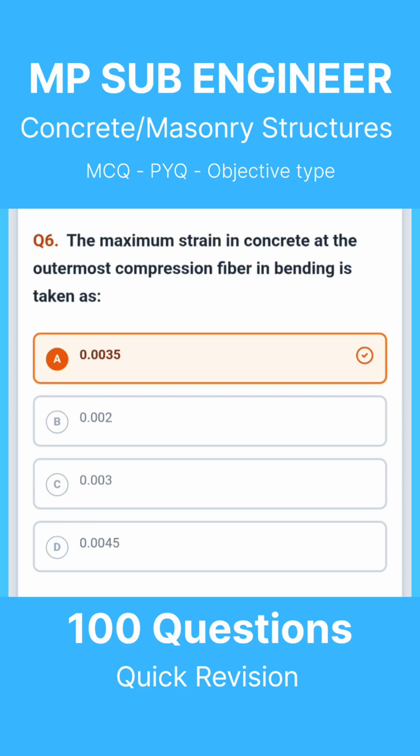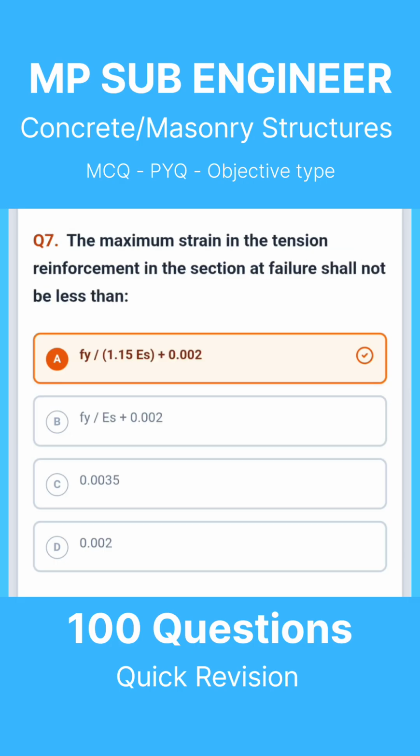Question 6. The maximum strain in concrete at the outermost compression fiber in bending is taken as. The correct answer is 0.0035. Question 7. The maximum strain in the tension reinforcement in the section at failure shall not be less than. The correct answer is fy divided by 1.15 Es plus 0.002.